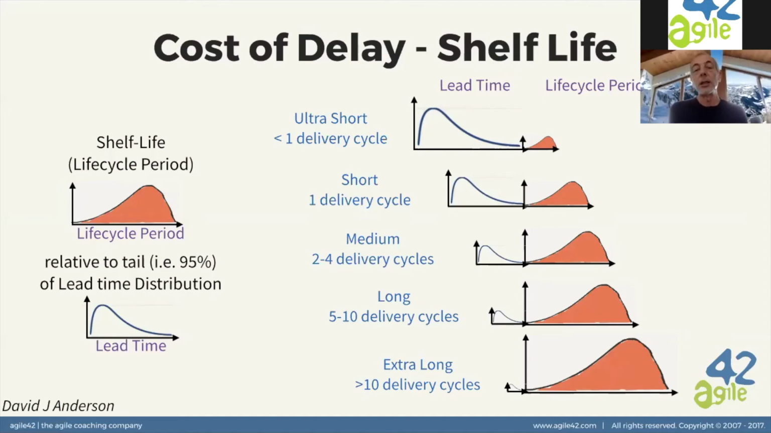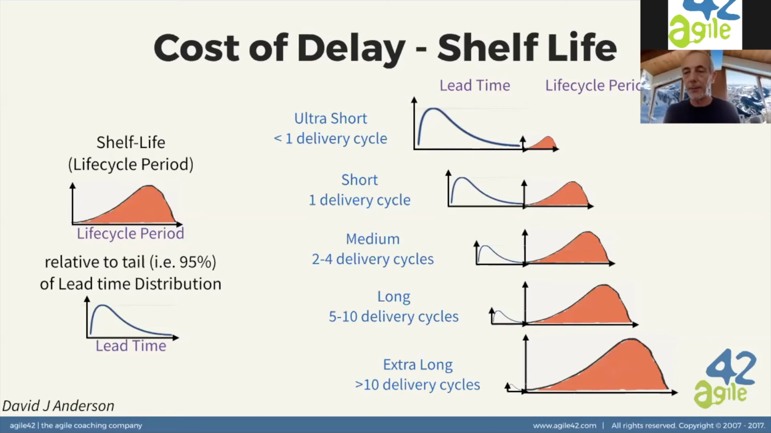So what we want to look at is the ratio between the life cycle period and the time, you see the lead time distribution here, required to complete a project. And the ratio could range from ultra short, an urgent situation, and go down to short, medium, long, and extra long, if the time the product can stay in the market is much, much longer than the time it takes to develop that project.